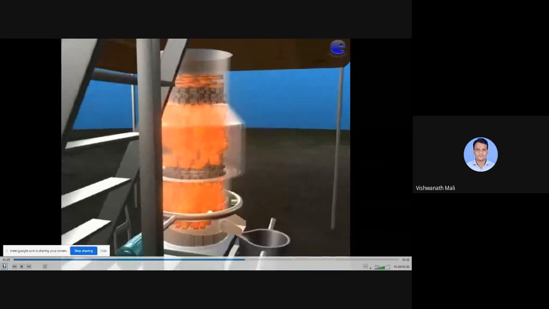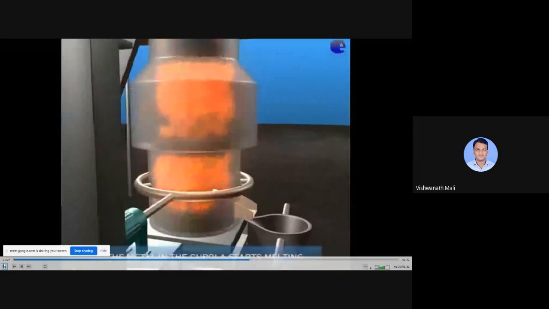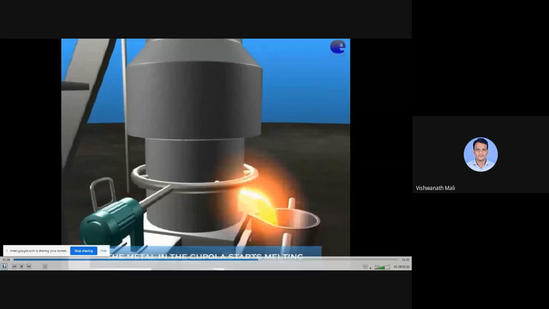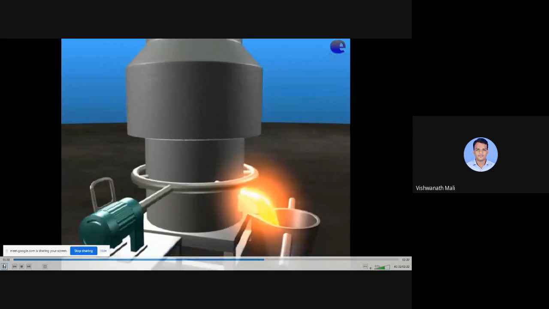Okay. Now once it is heated, we get the molten metal from this tank. Okay. So this is how it works.